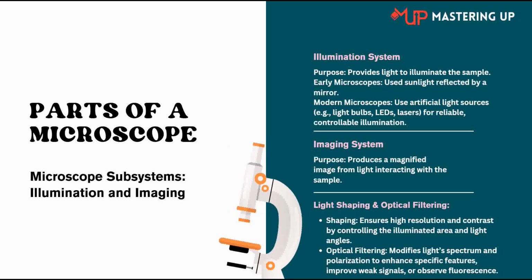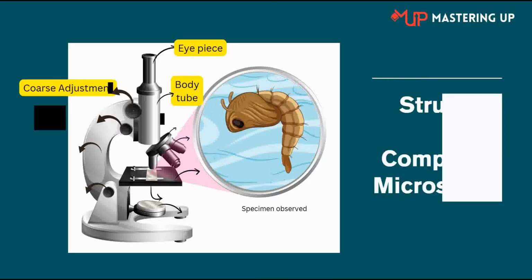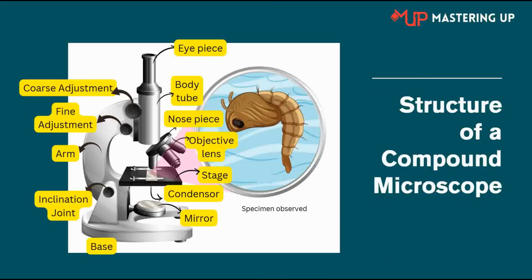Now let's see the general structure of a compound microscope. As you can see, a mirror at the bottom of the image. It is a reflecting mirror. It reflects light on the object. And then a condenser. It focuses light on the object. The condenser has a diaphragm. It allows the required intensity of light to pass through.